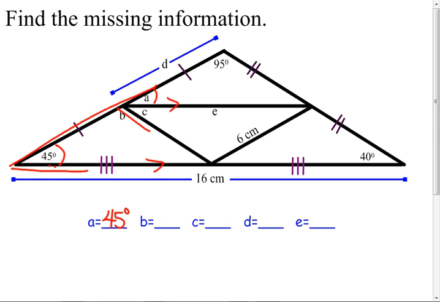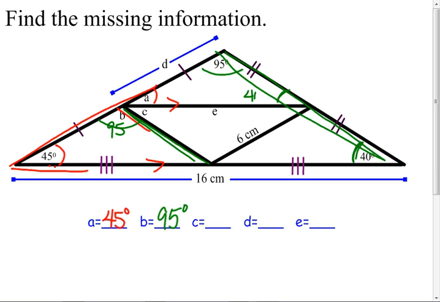B, well, guess what? I also have parallel sides here. This one here is parallel to this one. So B corresponds to 95 degrees. Pull them apart to see them. Okay, so that's 95. Do I have any other congruent angles? I'm sure I do. And how big is this one? If this is 40 degrees, how big is this one here? That's 40 degrees. And we can check, if I add up 40 and 45, does that give me A, which is 45 degrees? Sure it does.